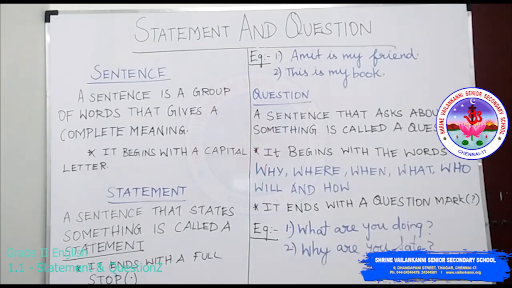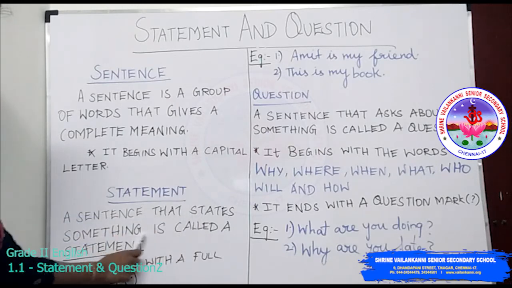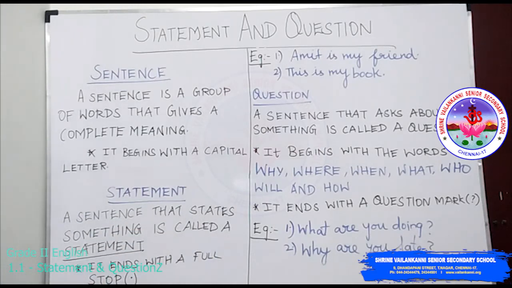And now let's see what is a statement. A sentence that states something is called a statement. So when a sentence is telling you about something or giving you some particular information, all these sentences we will call a statement sentence. Another easy thing to identify the statement sentence is that it will end with a full stop. So by looking at this, you can easily identify it as a statement sentence.